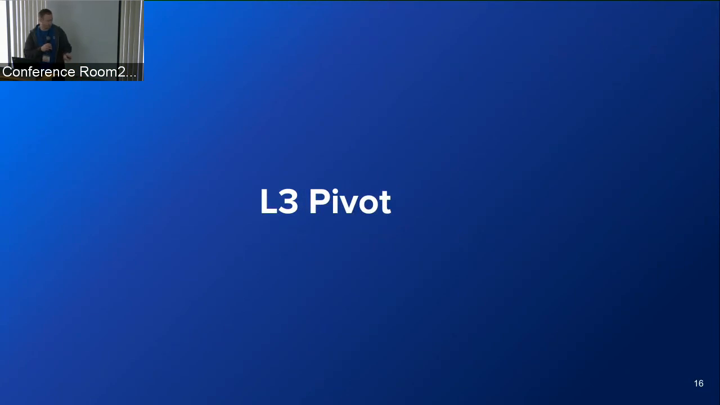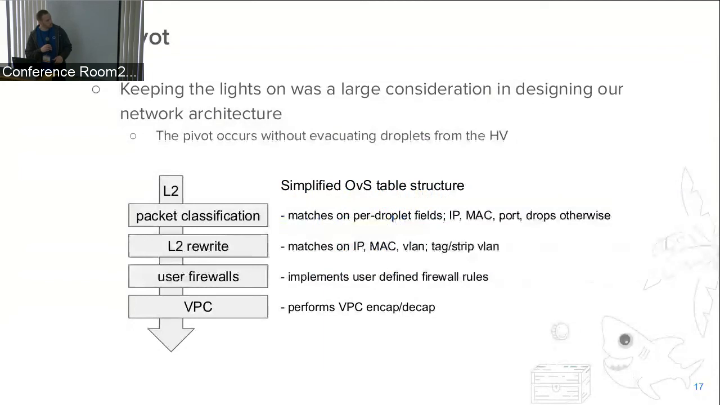Let's talk a little bit about the pivot itself. Going from L2 to L3 while droplets still have connectivity is kind of like changing the wheels on the bus as it's going down the road. And we didn't want to evacuate hypervisors or even the entire data center when we did this. We wanted it to be seamless, even on the droplet.